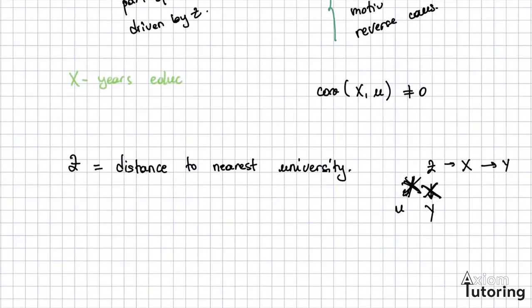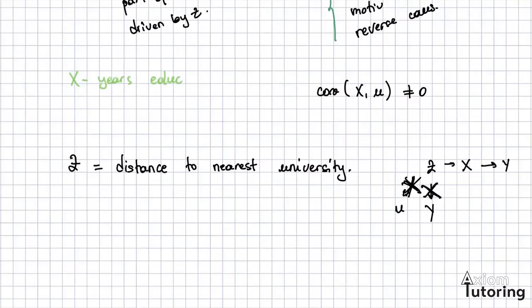By the way, if you're wondering, this comes from a very famous paper, Card 1995, on the instruments, one of the most famous in labor economics, and he was the first to use distance to college to estimate basically the return to education, precisely because distance created this clean variation in schooling that is plausibly unrelated to ability.